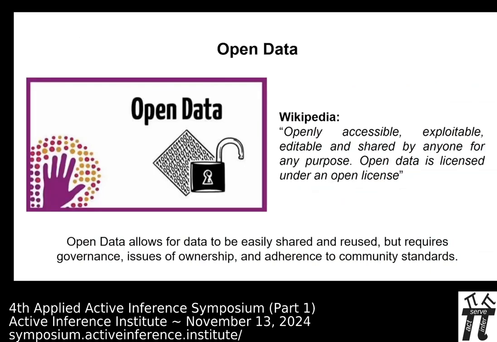Okay, now we talk about open data. Open data is also a part of open science, as well as a part of open access. Wikipedia defines open data as openly accessible, exploitable, editable, and shared by anyone for any purpose. So it's a data set that you can access, you can exploit or change, you do analyses on, you can edit it and even share it. Anyone should be able to do this. When they say any purpose, they mean that it's licensed under an open license.